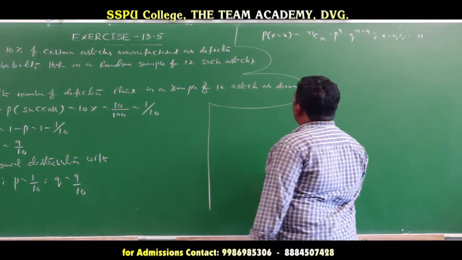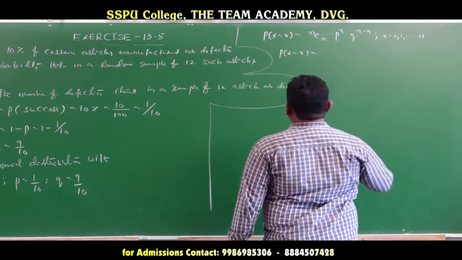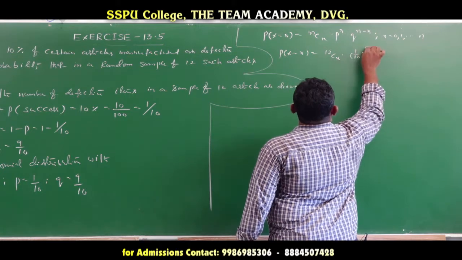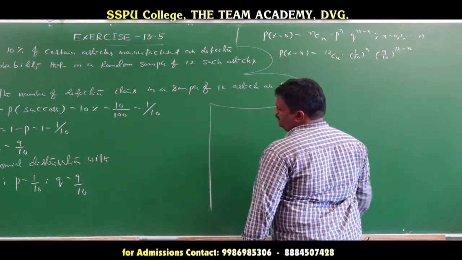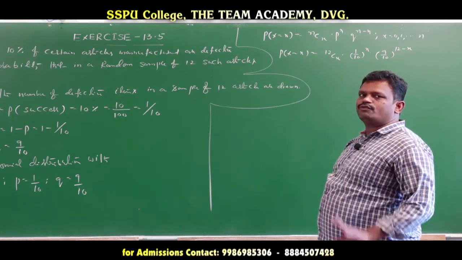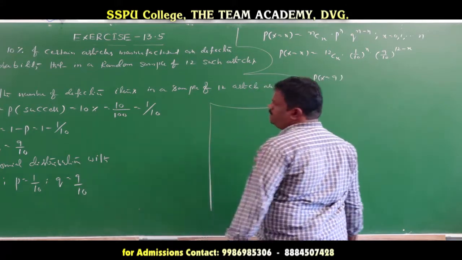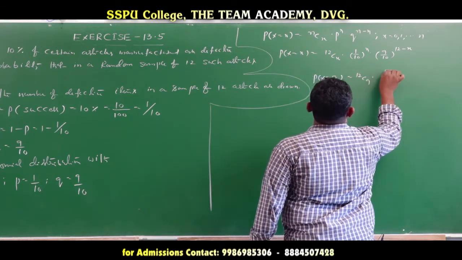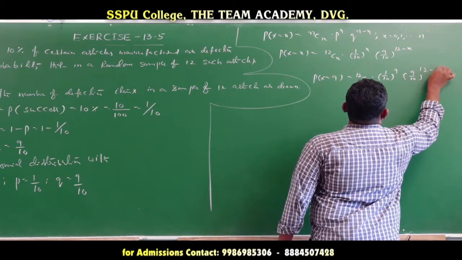Now if you substitute these values, probability of X is equal to X is 12CX, P is 1 by 10 whole power X, and 9 by 10 whole power 12 minus X. Here we want to find 9 defective articles, so probability of X is equal to 9. That is the required probability. That is equal to 12C9 into 1 by 10 whole power 9 into 9 by 10 whole power 12 minus 9.